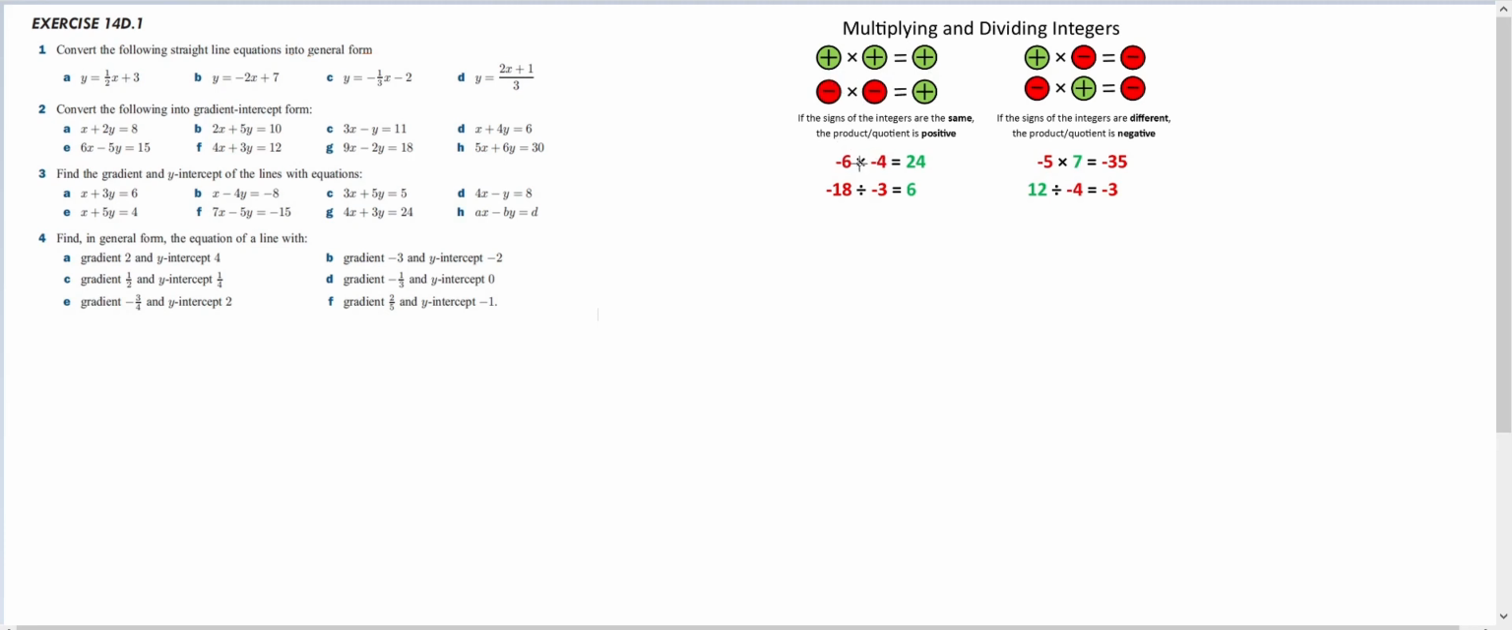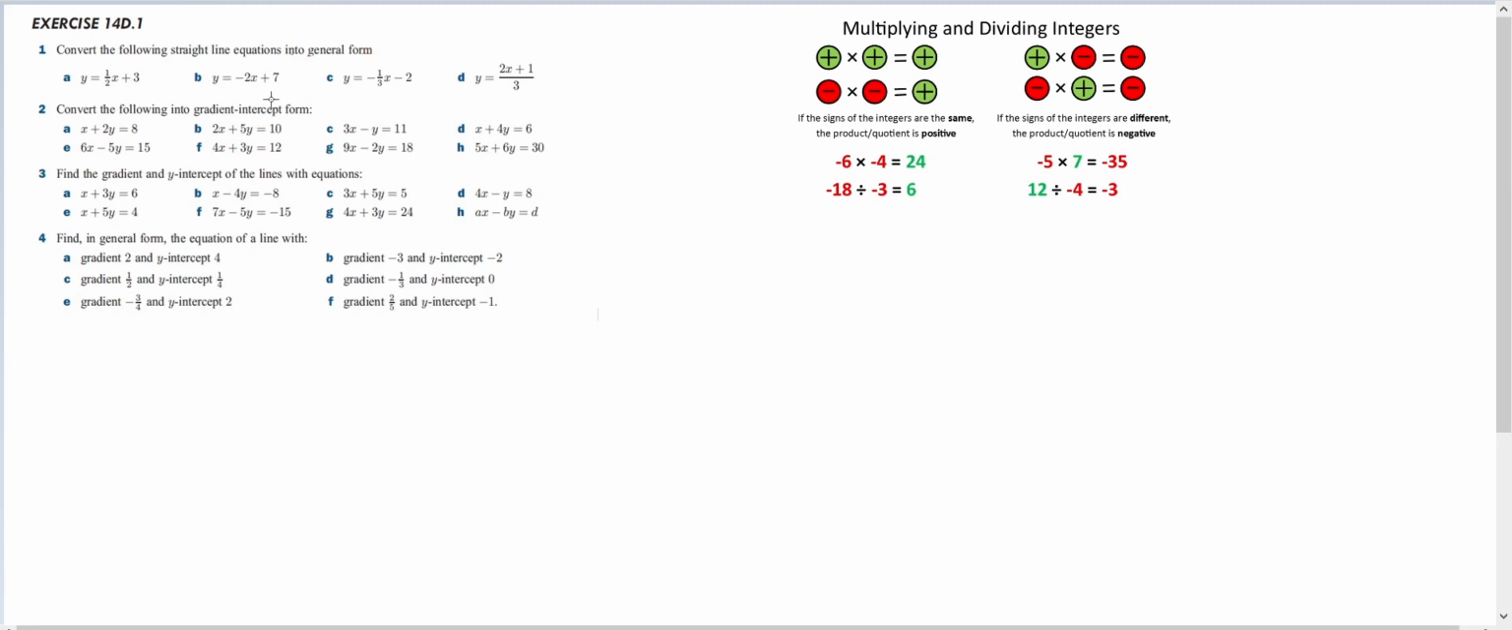You are multiplying the same sign. The answer is always going to be green, always positive. Or you're dividing the same signs. The answer is always going to be green, or positive. The same thing happens when you have different signs. The answer is always negative, or red.